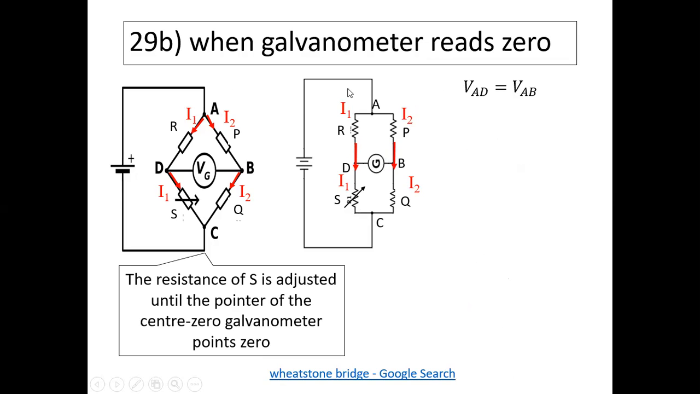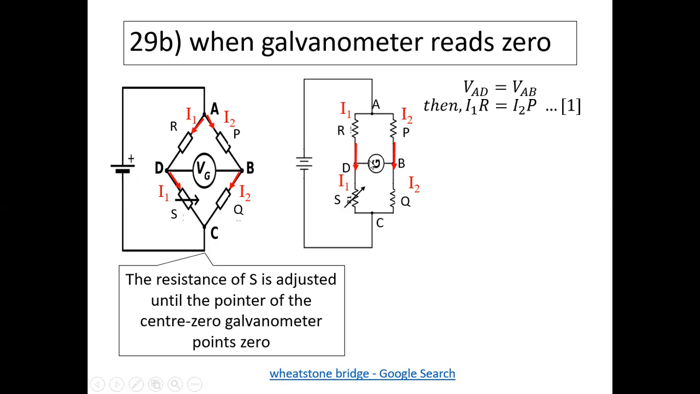So we can say that the potential across VAD is the same as the potential across VAB. Then we can replace it with I1 times R and I2 times P. Because D to B is zero, that's why it's equal. Because that part is zero, from D to B is zero.